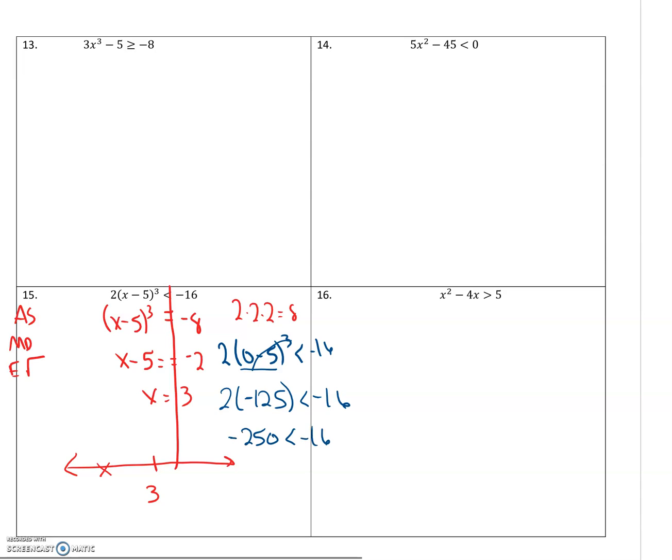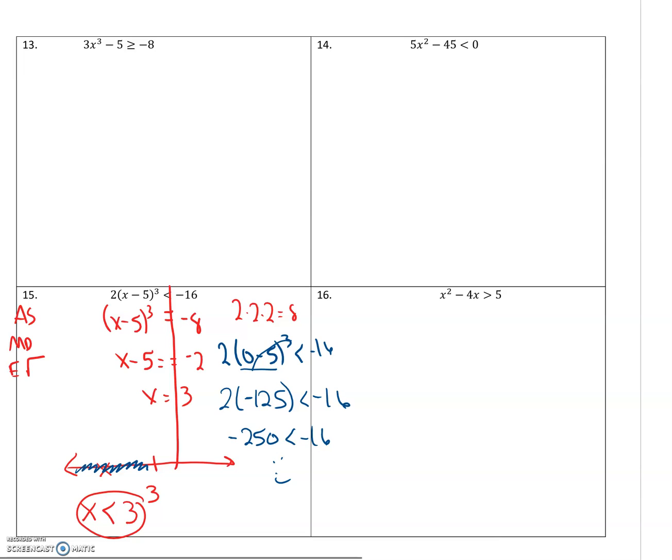And now I just want to see, is the alligator happy? Is -250 less than -16? And yes, that is true. So the alligator wants to be over here. And so now I'm going to write my answer as that inequality, and my alligator, who is this x, wants to be to the left or smaller than 3. And that's it. There were not 2 numbers.